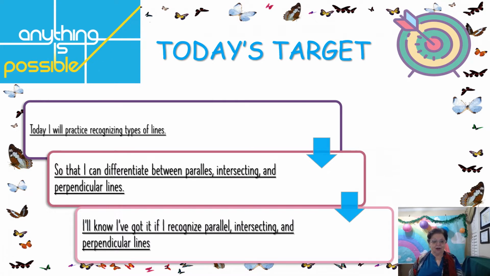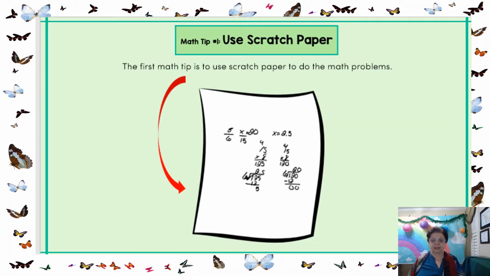Today's target, we're going to practice recognizing types of lines so we can differentiate between parallel, intersecting, and perpendicular lines. We'll know we have it if we can recognize parallel, intersecting, and perpendicular lines.